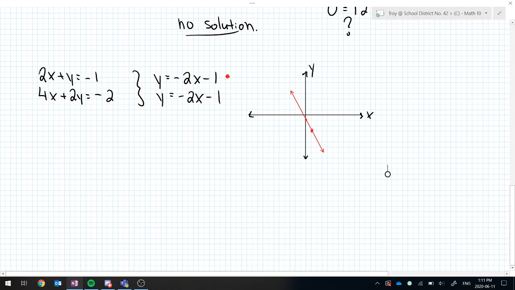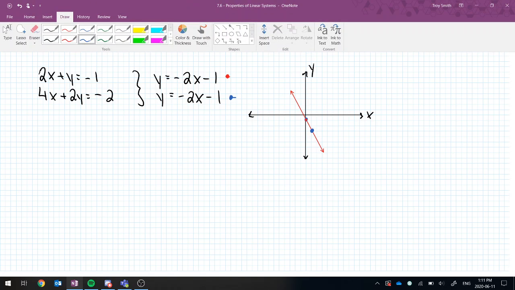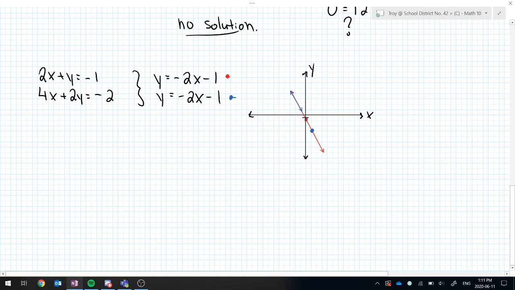It's going to look like that. And then if I have my blue one here, well, it's got a y-intercept of negative 1, and it has a slope of negative 2, so it's down 2 over 1. It's going to be right there. Two of the exact same points, which of course is going to give us two of the exact same lines. Okay, so they're identical.